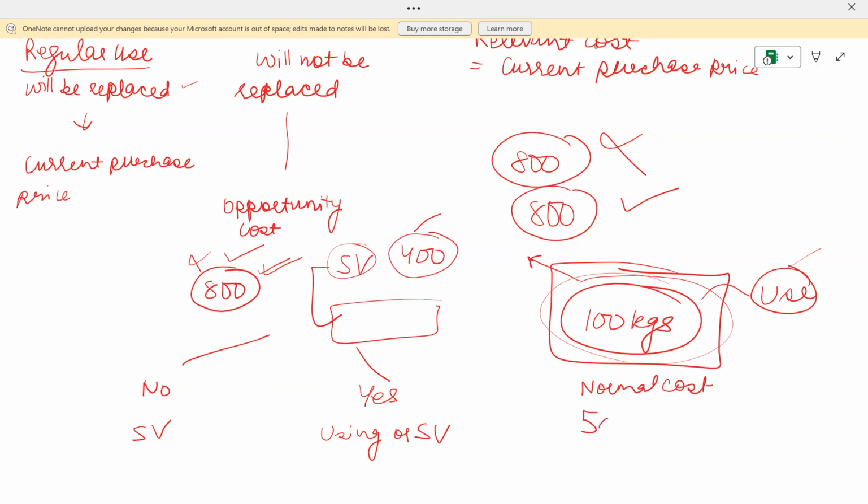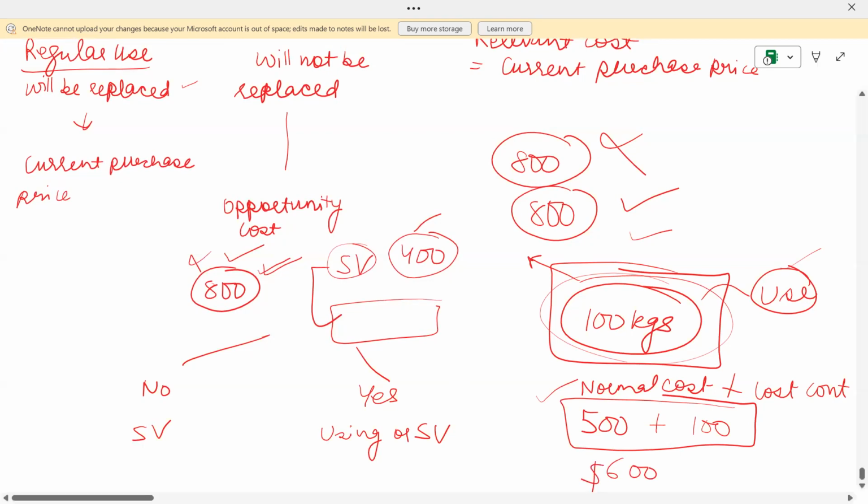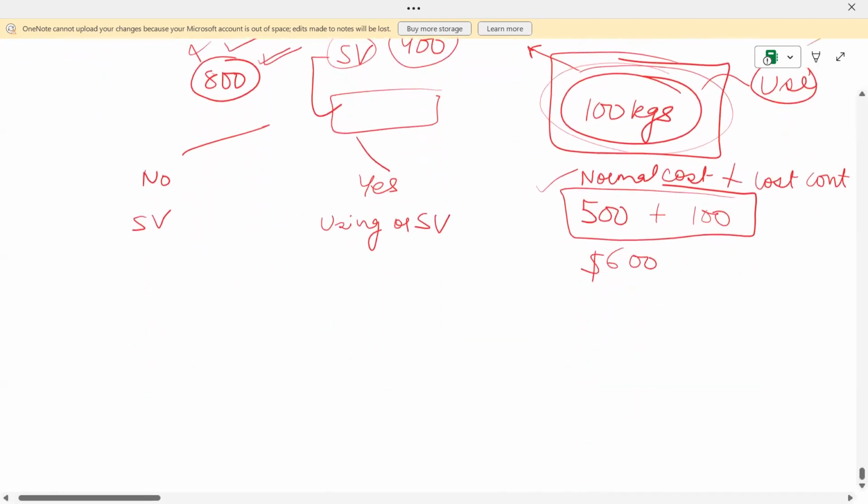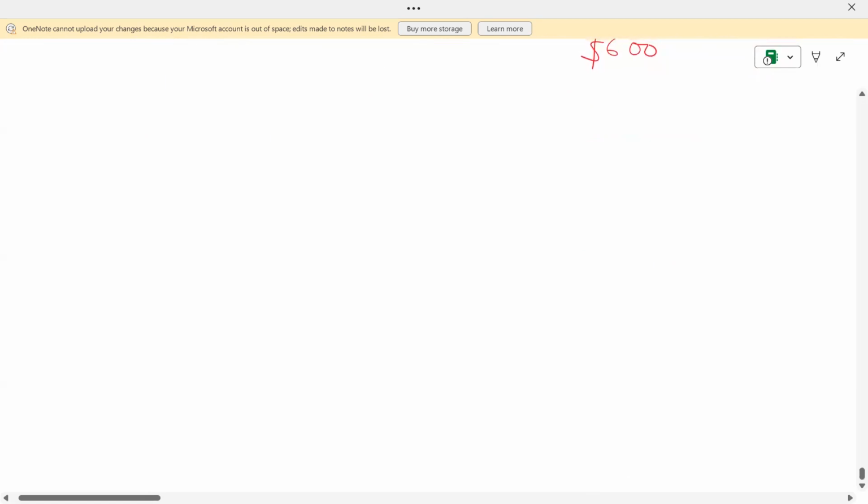So $500, plus you're also going to take as the relevant cost the lost contribution to the organization. Let's suppose from these 100 kgs, I was able to generate a contribution of $100. So my relevant cost is not going to be just 500, but the addition of 100, which will make the relevant cost $600. So these are a few notes I wanted to discuss. Now we move on to the relevant cost of labor.